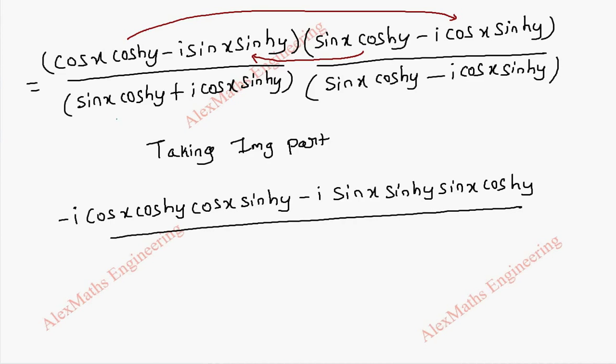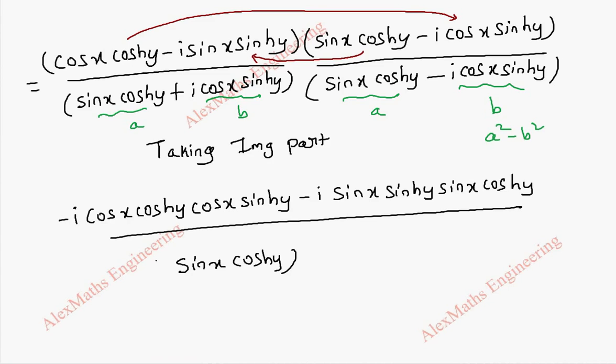This is of the form a plus b, and this is a minus b. So which is a square minus b square. So a square minus b square, we get sin x cosh y whole square minus cos x into sinh y, and there is an i also. Along with that, it is whole square.